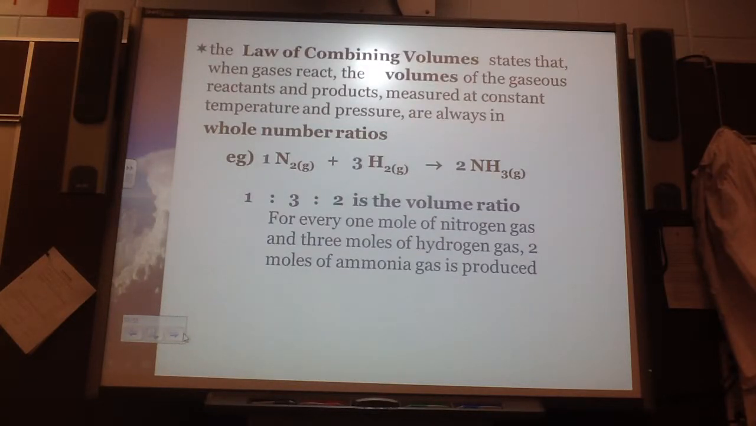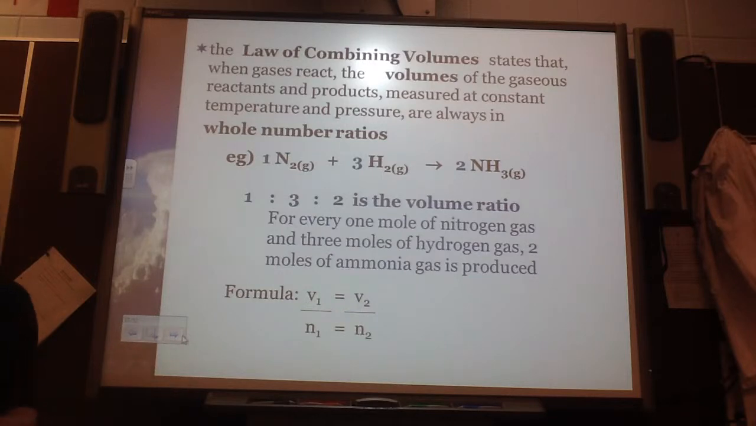And this means for every 1 mole of nitrogen gas and 3 moles of hydrogen gas, you will get 2 moles of ammonia produced. So you look at your coefficients to see what your volume ratio is, and that shows you how many moles needed.